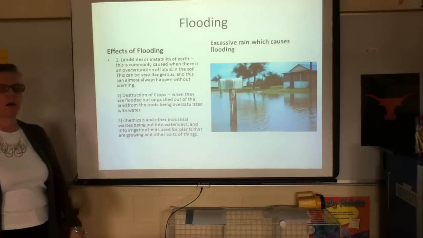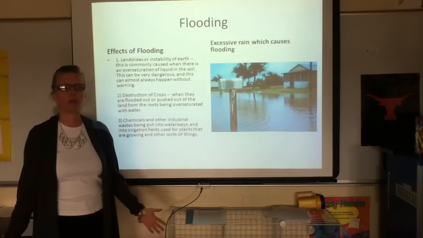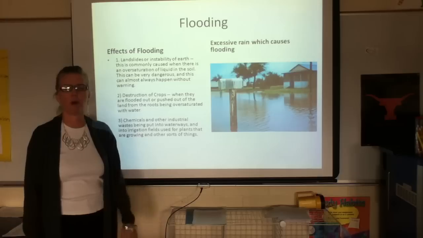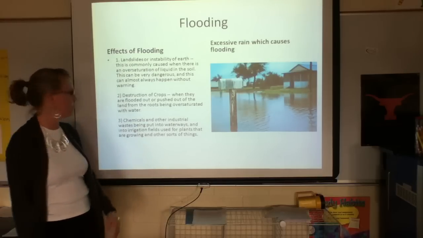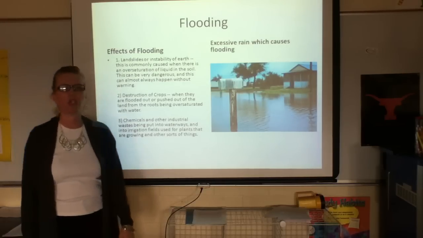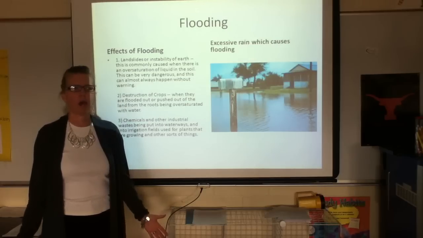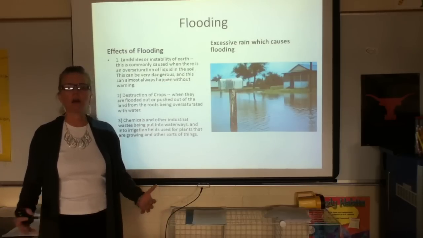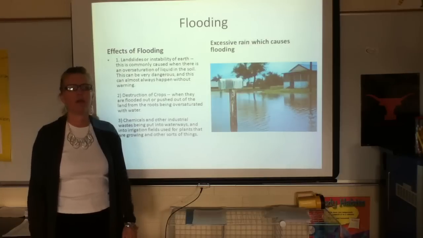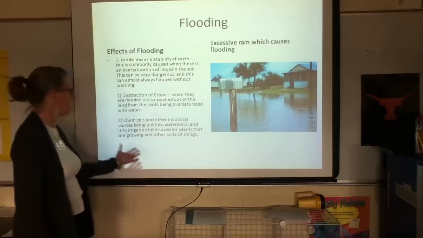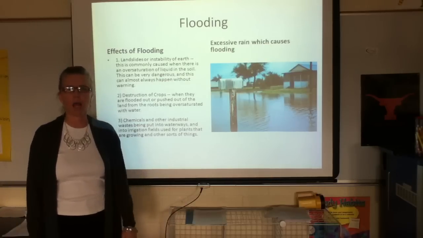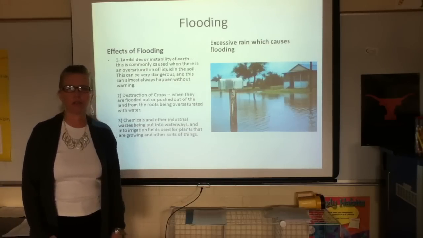The second effect of flooding is the destruction of crops. They literally drown. And when crops are destroyed, food is destroyed, and it's a big part of the ecosystem. The third is chemicals and other industrial waste getting into the water, because in cities, where it floods, there are chemicals, gas stations, plants, all industries that use chemicals that can get into the water, and it's detrimental to everything growing around that and to the people and their water supply. So floods really do affect the ecosystem.